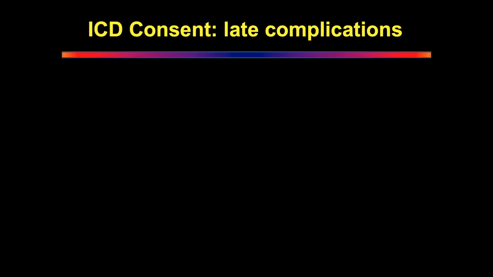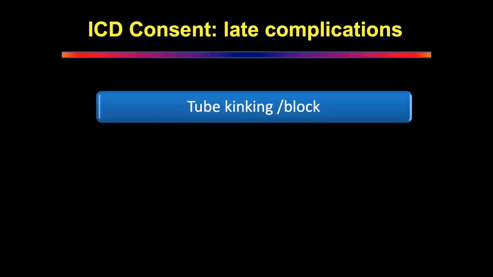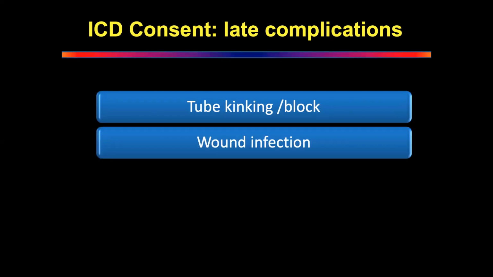Infection. Okay, good. Very good. When the tube gets blocked, then you need to put in a second tube. Yeah, so you have to explain that. The tube could get blocked. You might need to put in a second tube. You told me about wound infection. I'm okay with that. What else? Late complications.